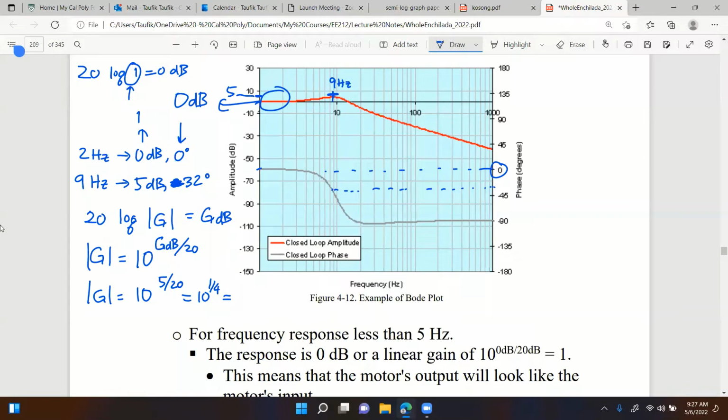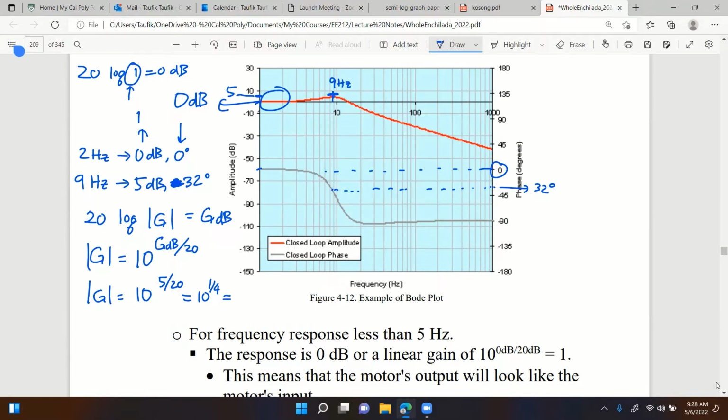How about the phase angle? At 9 hertz, if you put in the sine wave voltage at the input at 9 hertz, then the output will be lagging by about 32 degrees, let's say. So that's lagging. There is a delay on the output of about 32 degrees. Okay, and then let's do one more.